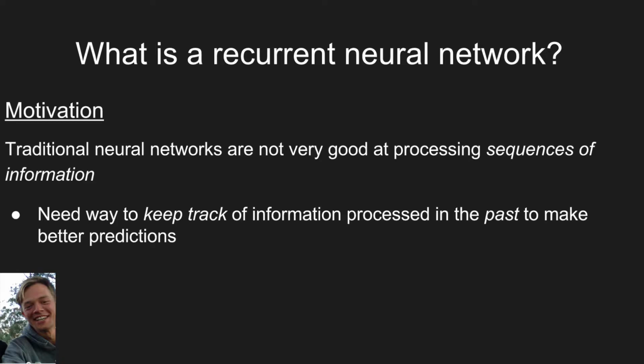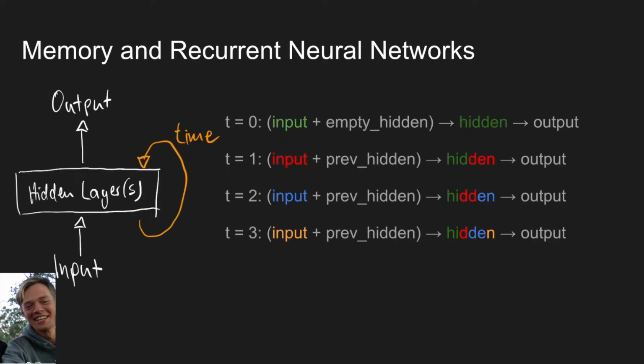Traditional neural networks are not very good at processing sequences of information, so they perform very badly on real text and text generation. We need a way to keep track of information that was processed in the past to make better predictions in the future. And this is exactly what recurrent neural networks do. So how do they work?